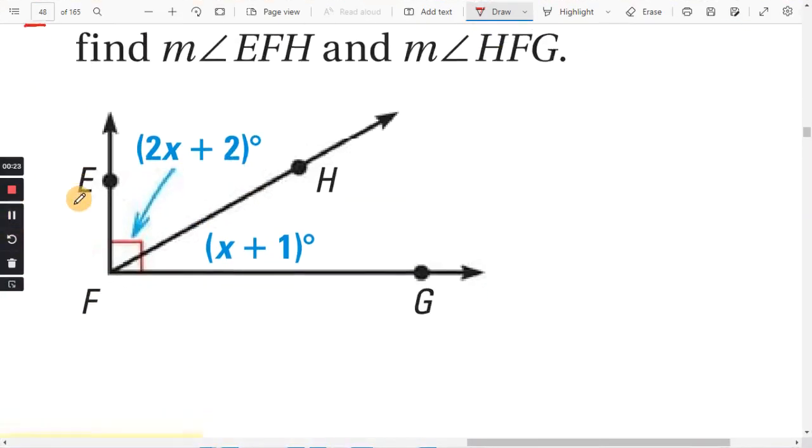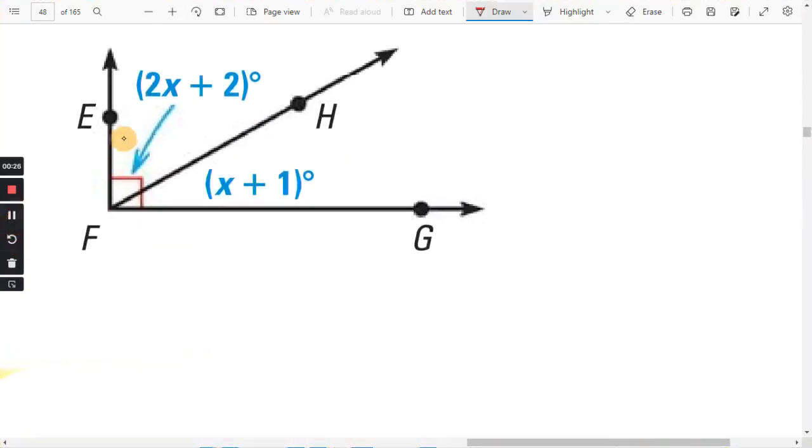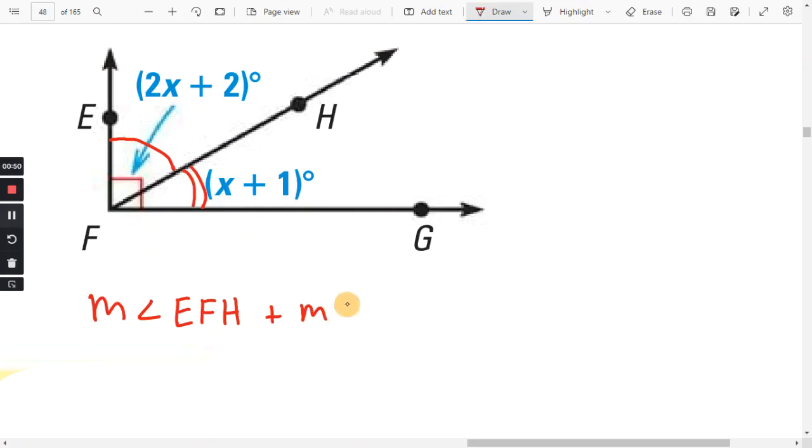All right, so let's write the equation first. We have this angle right here. So that's going to be EFH. All right, so the measure of angle EFH. And we're adding that to the one on the bottom, which is this one right here. So that's going to be GFH. And the whole thing, this angle right here, is going to be EFG. So the measure of angle EFG.